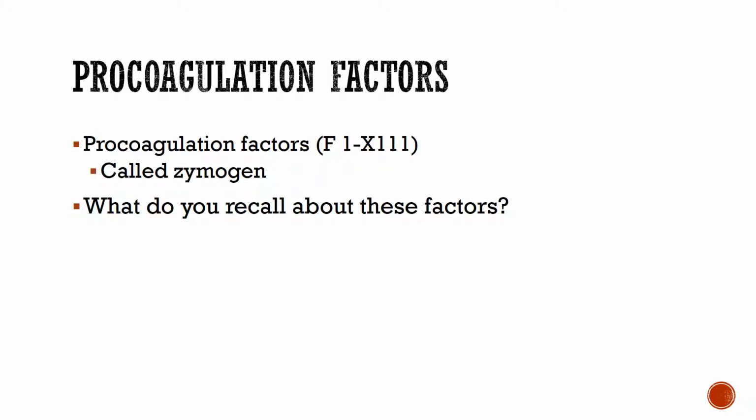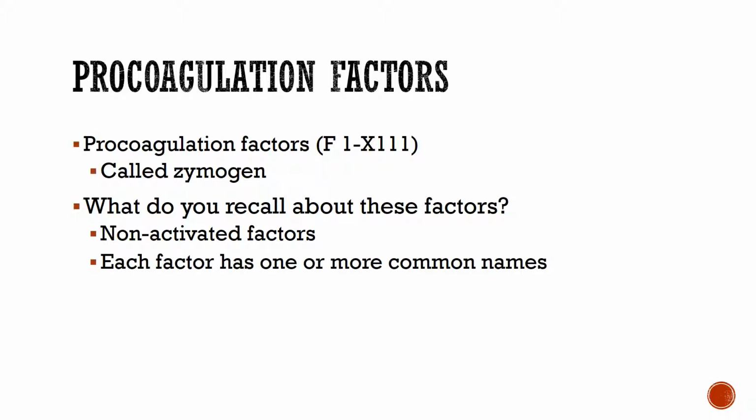Procoagulation factors. These are actually the coagulation factors 1 through 13. They are not activated, so they're called procoagulation factors or zymogens. So you remember we've already talked about some of these factors in the previous slides. So let's see, what do you recall about these factors? They're non-activated.